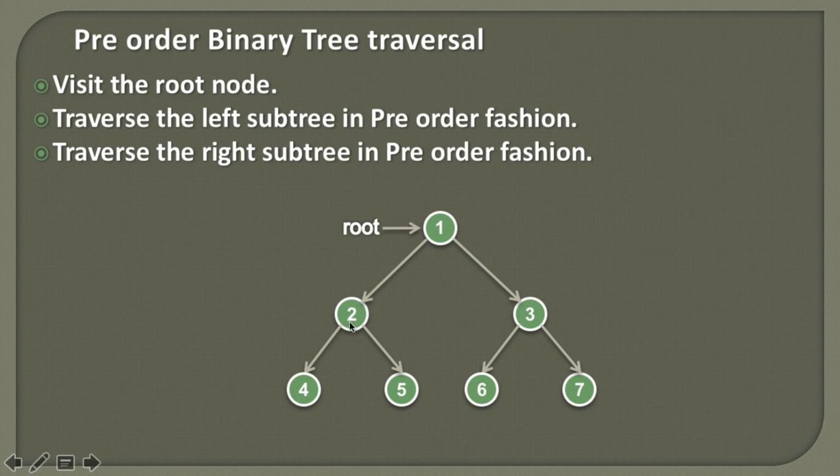After we process the node having data as 2, we go to its left subtree and encounter a node having data as 4. We apply these three steps on the node 4. We first visit this node, then traverse its left subtree and then its right subtree. Here you can see node 4 has no left subtree and no right subtree. Therefore we are done with the processing of this node.